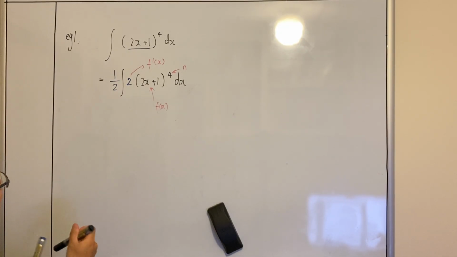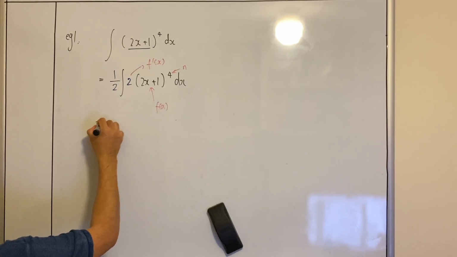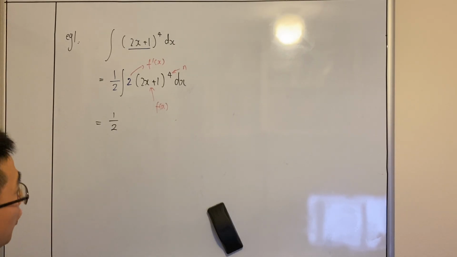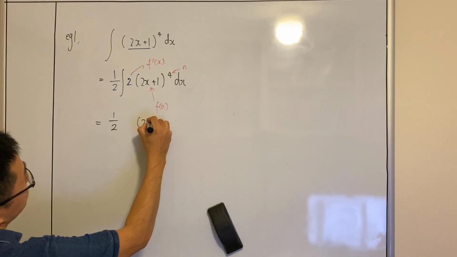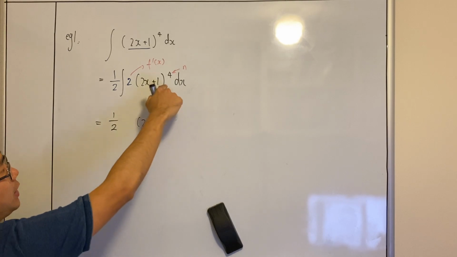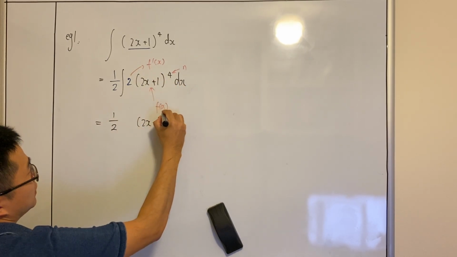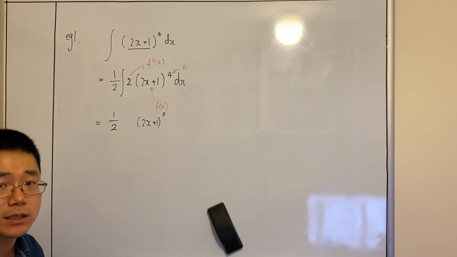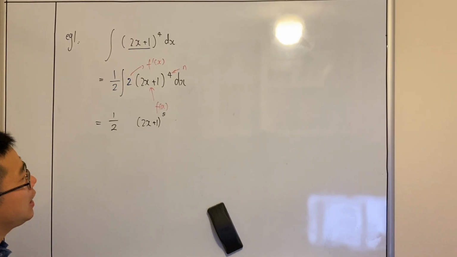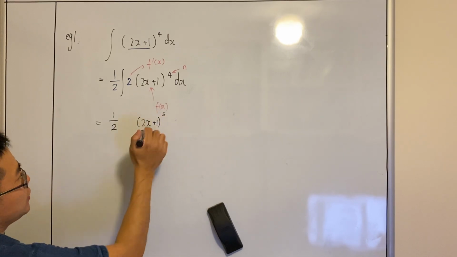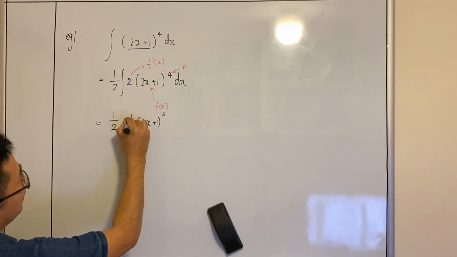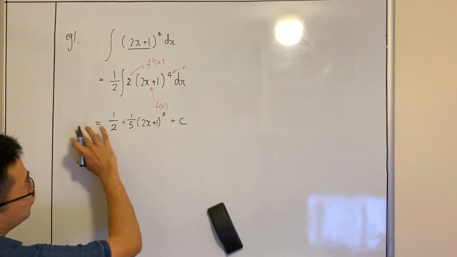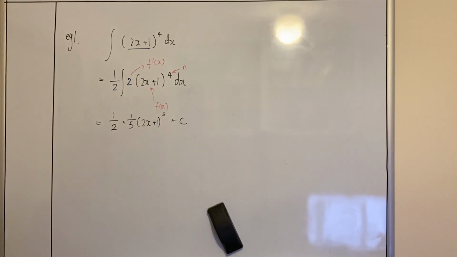So how do I do it? Well, keep that half outside. That 2 disappeared with the formula. 2x plus 1, and plus the power by 1, that becomes 5. Now, have you noticed that I actually left a space here? This is my habit. I left a space here because I know I need to find the reciprocal of the power, which is 1 over 5, and I'm just going to put it right in the front, plus c. That looks really nice, and that's how you integrate it.